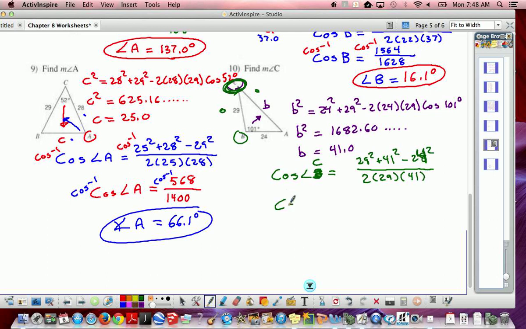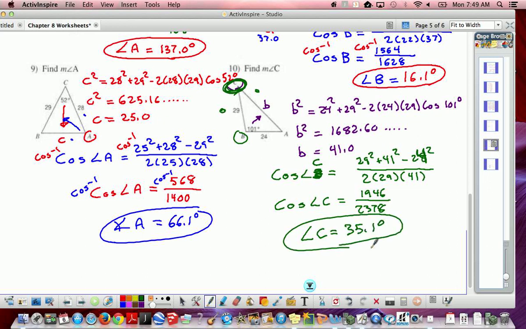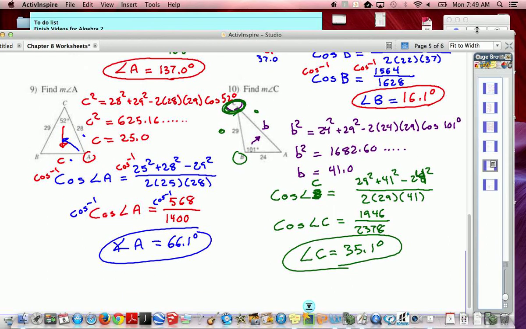If I enter those in right, cosine of angle C equals, the top number should be 1946. The bottom number will be 2378. Now, cosine inverse, and you'll get angle C to be 35.1 degrees. All right, so that ends page 1.